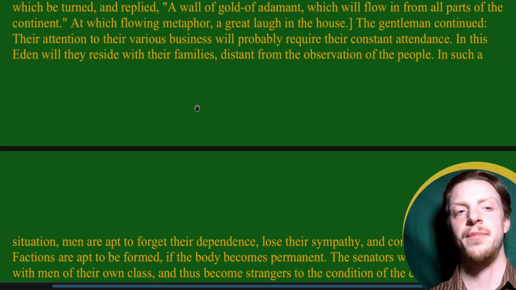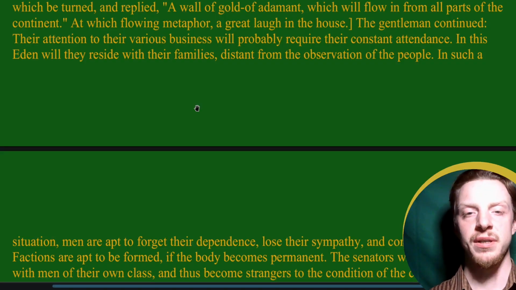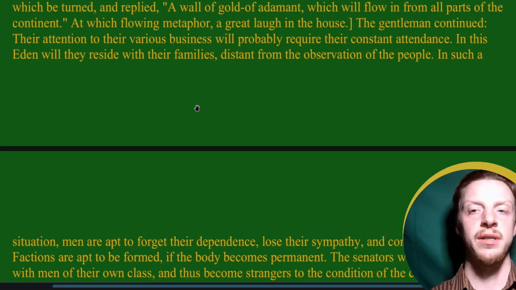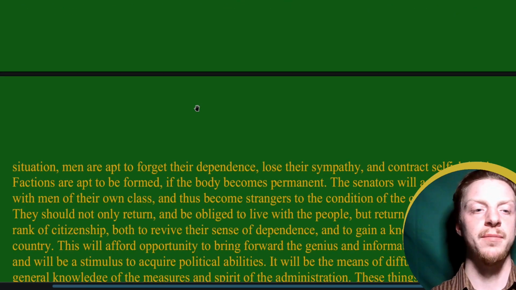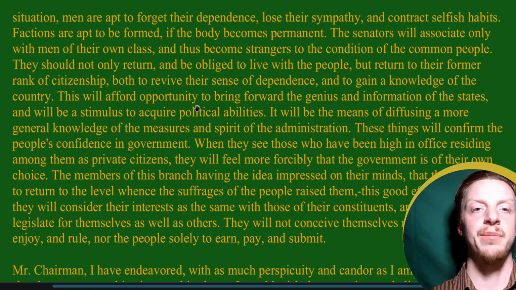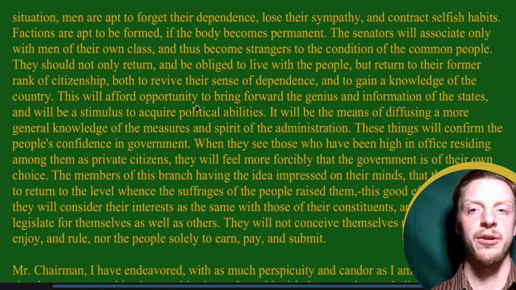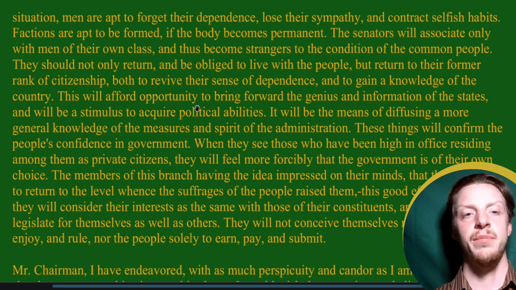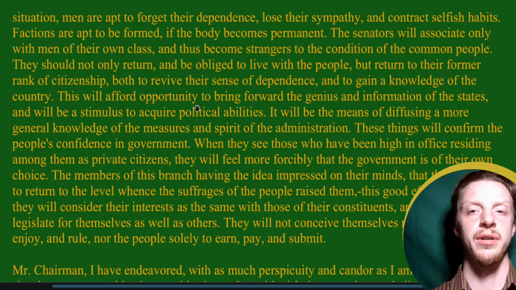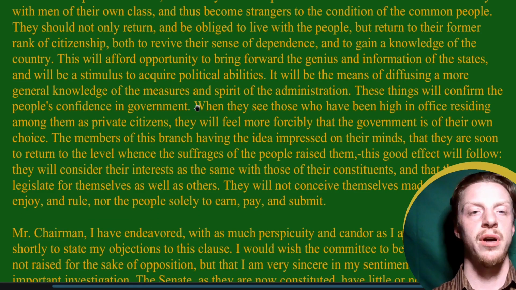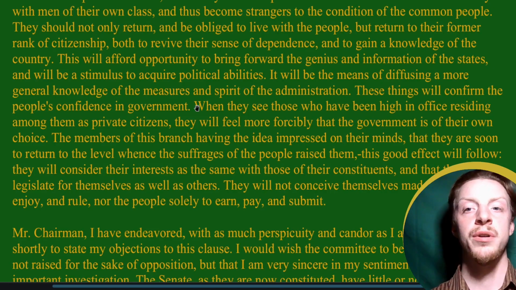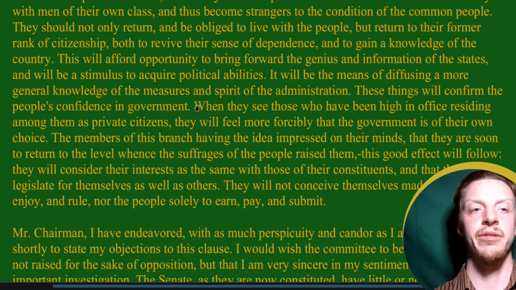The gentleman continued, their attention to their various business will probably require their constant attendance. In this Eden will they reside with their families, distant from the observation of the people. In such a situation, men are apt to forget their dependence, lose their sympathy, and contract selfish habits. Factions are apt to be formed if the body becomes permanent. The senators will associate only with men of their own class, and thus become strangers to the condition of the common people. They should not only return and be obliged to live with the people, but return to their former rank of citizenship, both to revive their sense of dependence and to gain a knowledge of the country.